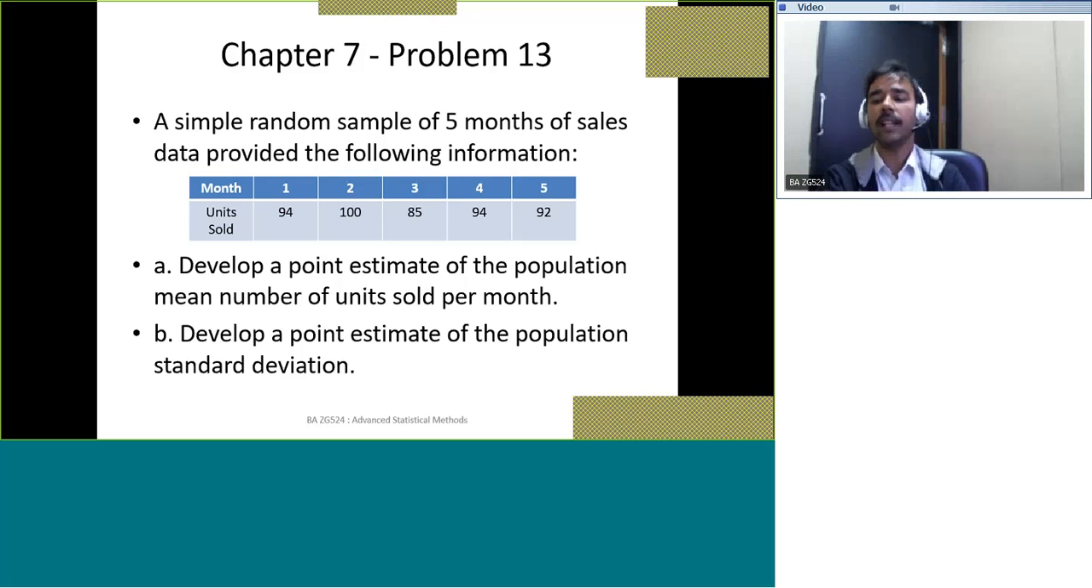So you want to calculate the point estimate of population mean. Most of the time, the point estimate of population mean is the sample mean. And also the point estimate of population standard deviation is the sample standard deviation. Correct? Yeah. So shall we try that? We'll take a whiteboard and try this question.